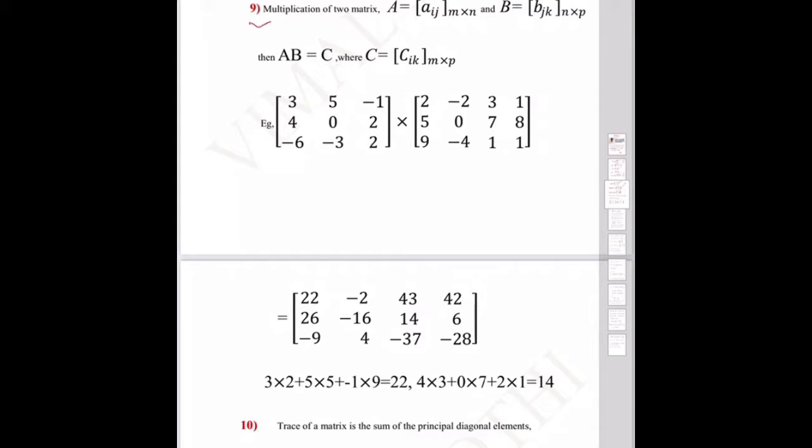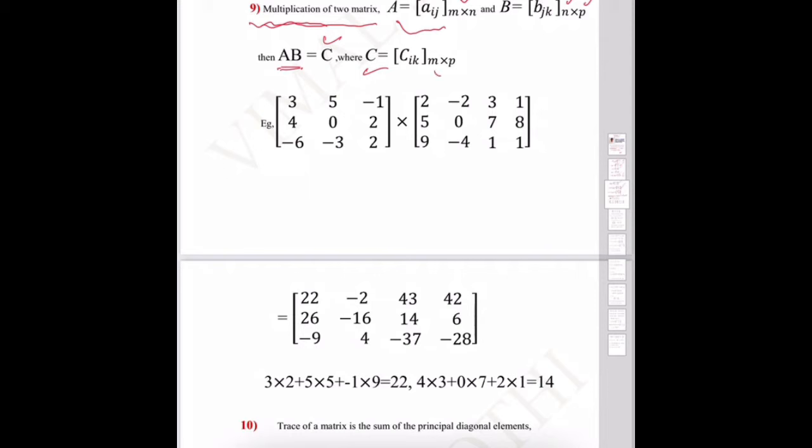Next, matrix multiplication. Multiplication of two matrices. Let A be an m by n matrix and B an n by p matrix. Then A into B, the multiplication of A and B, AB equals C, a matrix C. C is an m by p matrix.